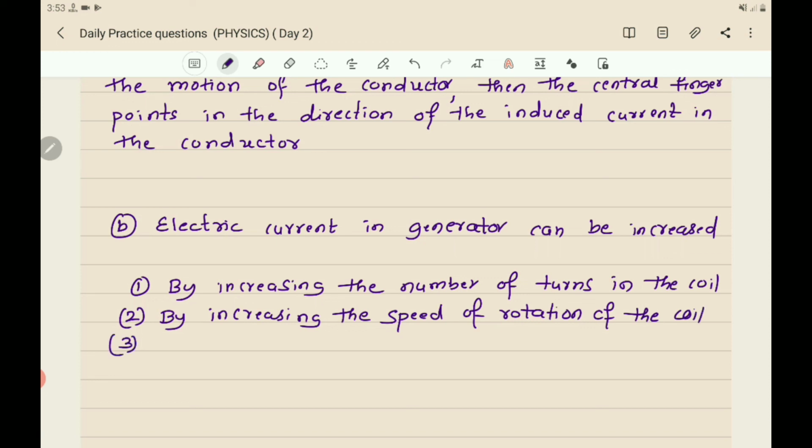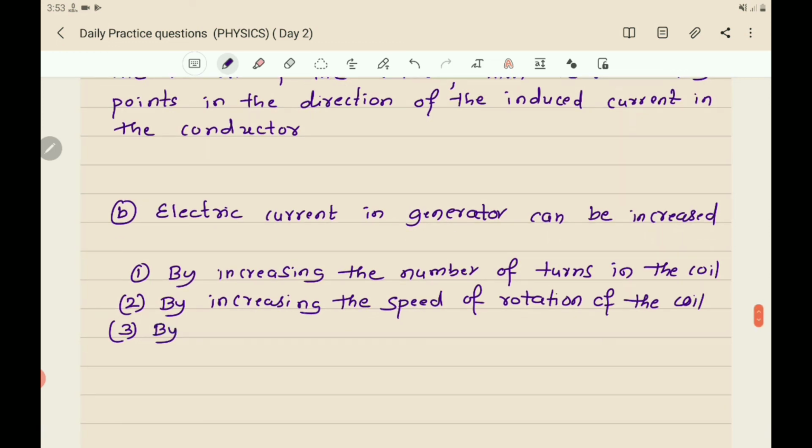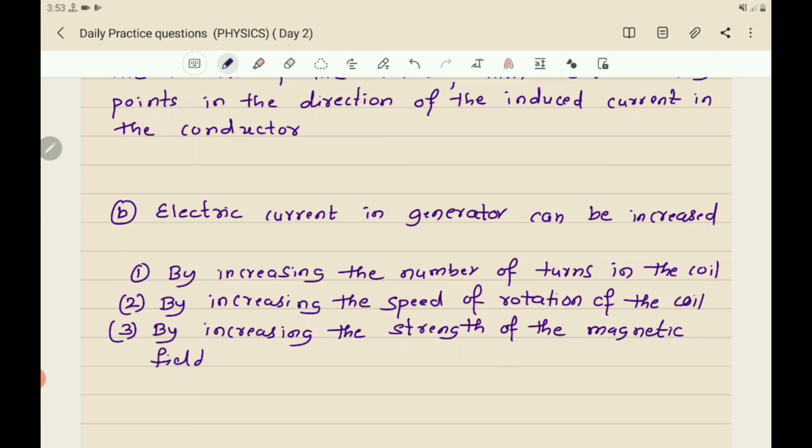Third one, by increasing the strength of the magnetic field. By increasing the number of turns and speed of rotation of the coil, and also by increasing the strength of the magnetic field. These are the different ways of increasing the electric current in the generator.